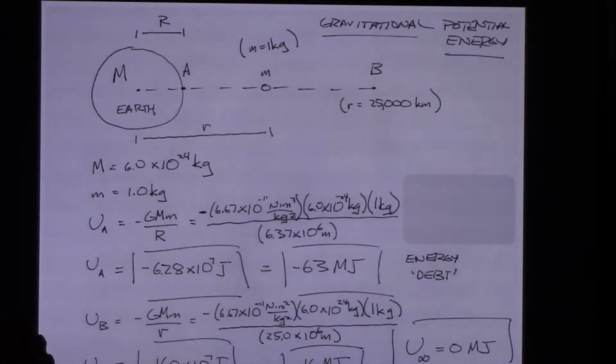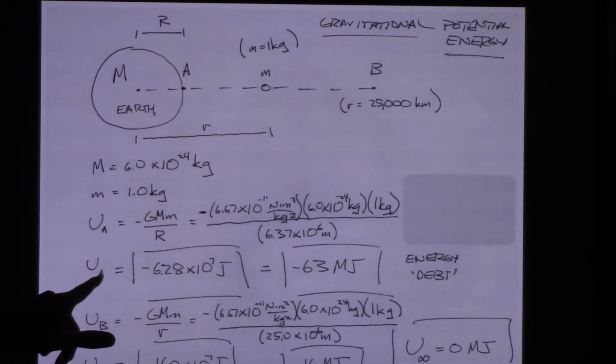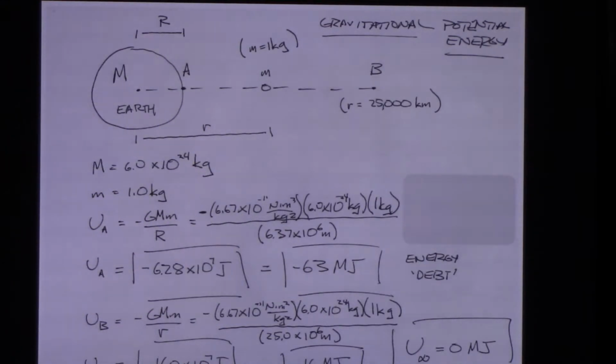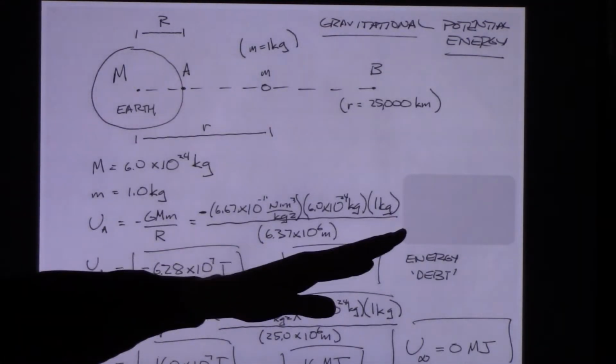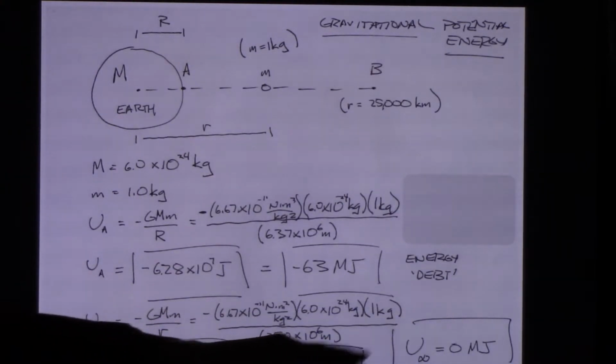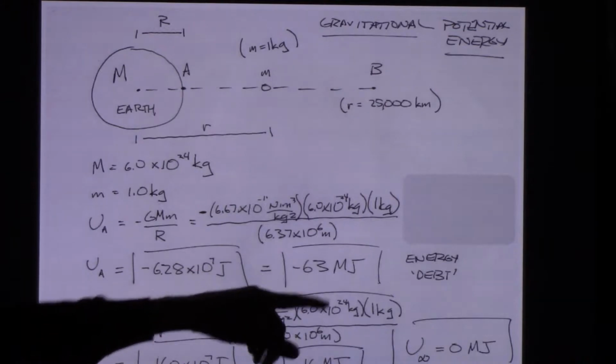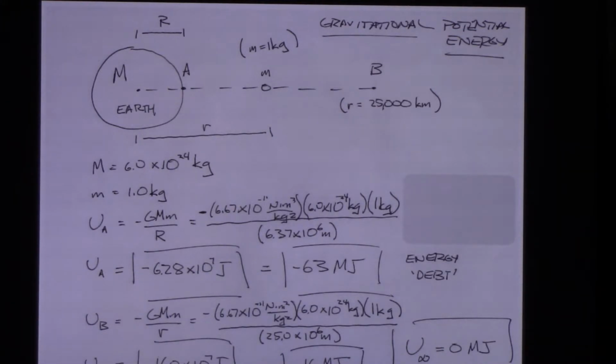That's a negative value. In order to get that object that is currently sitting at the surface of the Earth, if I wanted to get that out into space so it never comes back again, I would have to come up with 63 million joules of work. So we do that when we launch satellites, when we launch spacecraft.